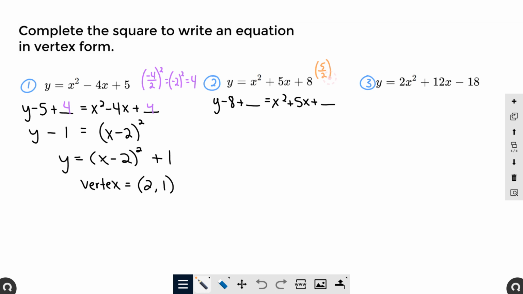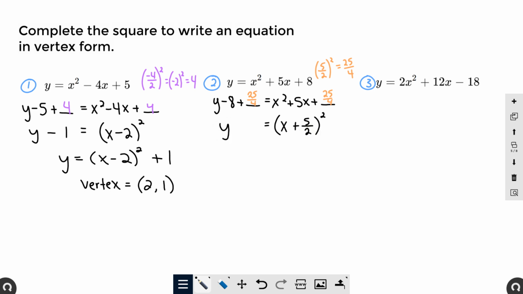So 5 over 2 squared. It's going to give us a fraction, so I saw a lot of you using your calculator, so that's great. Hitting your math enter. So we have 25 over 4 that we are adding to both sides. We're going to complete the square on the right side. So remember, square root of the last. So square root of 25 is 5. Square root of 4 is 2.